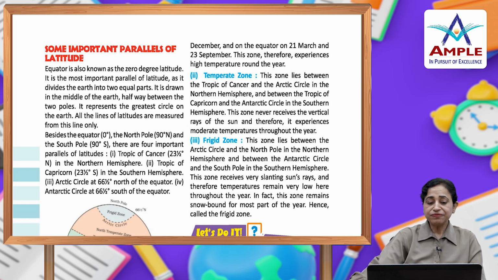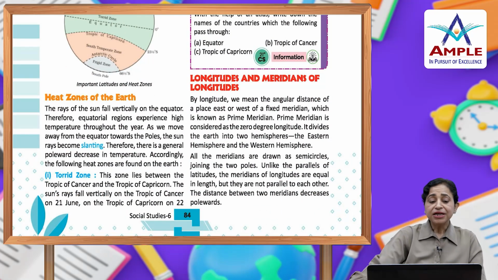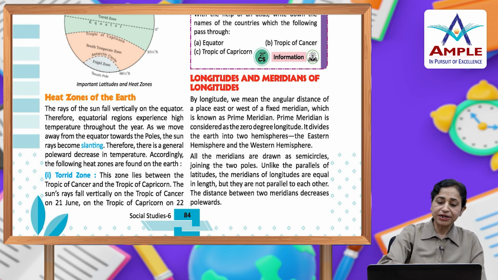Right, let's proceed further. You can see this diagram of important latitudes and heat zones. Heat zones of the earth: the rays of the sun fall vertically on the equator. Therefore, equatorial regions experience high temperature throughout the year. As we move away from the equator towards the poles, the sun rays become slanting. Therefore, there is a general poleward decrease in temperature. So at that time the temperature decreases.